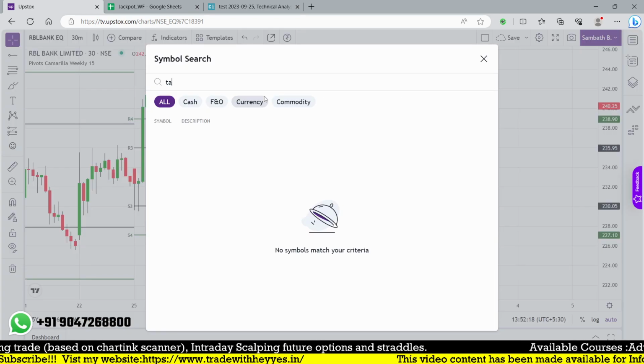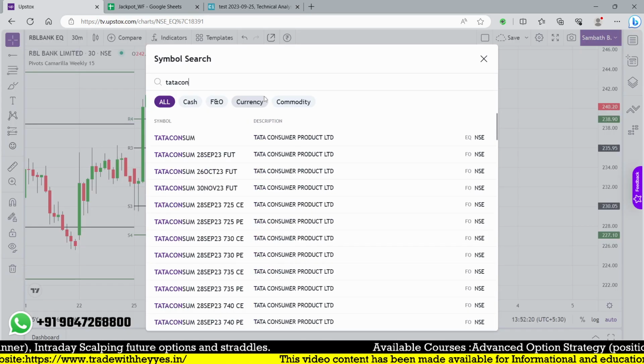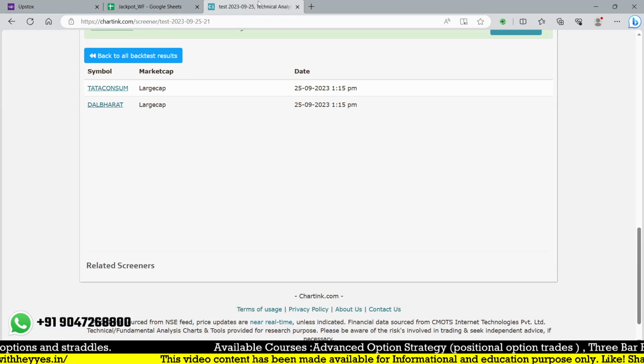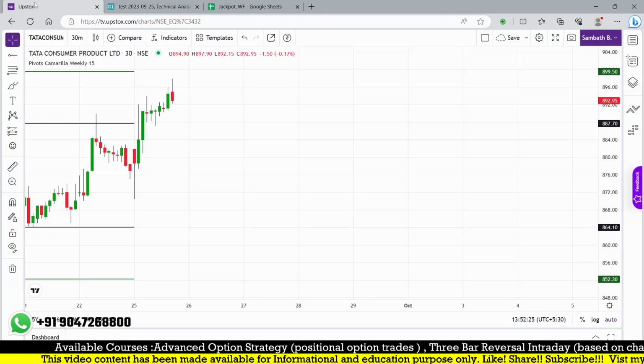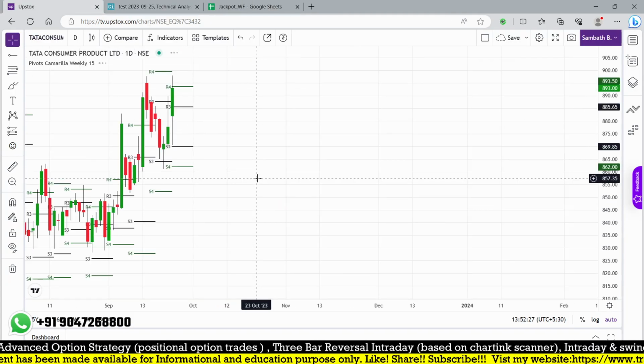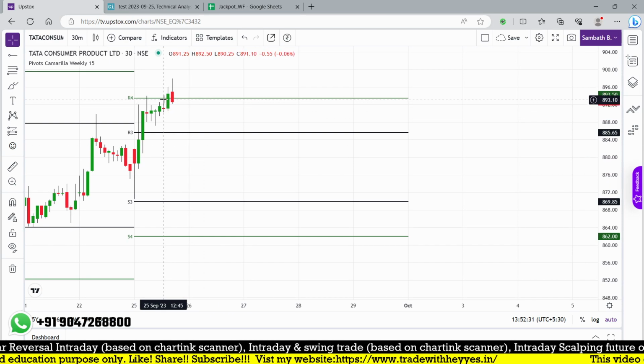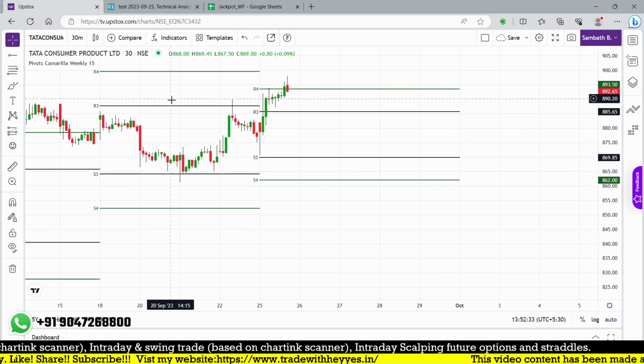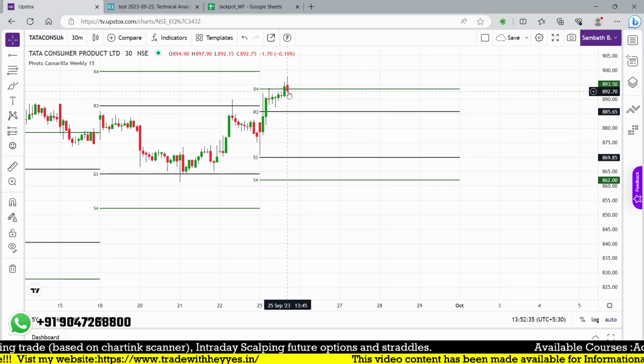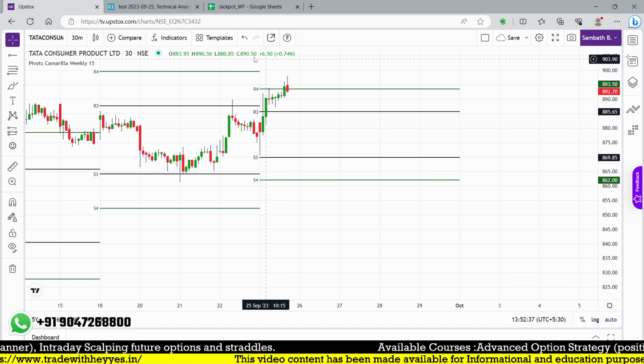So if you are going for Tata Consumer Products, the stock you are looking for is Tata Consumer. On the daily time frame, sorry, 30 minutes time frame, it has recently crossed. Okay, it closed above the level of R4, the weekly R4. It's not about the daily, it's about the weekly R4.